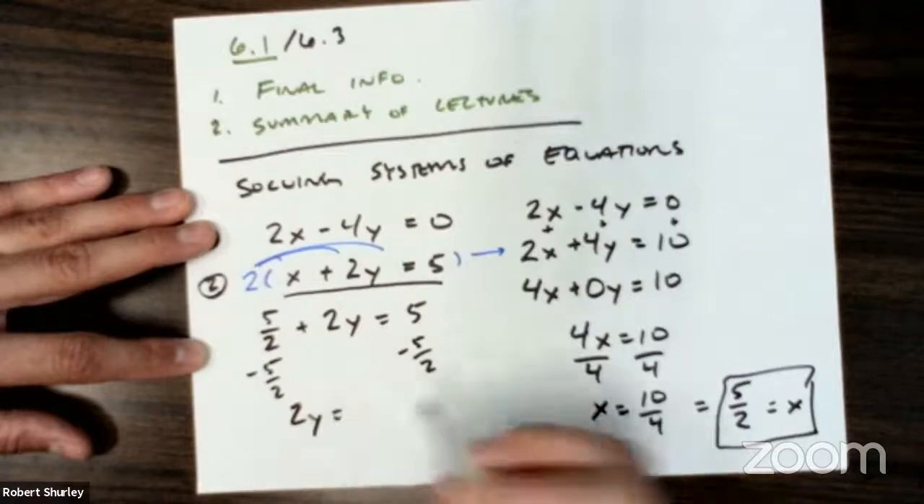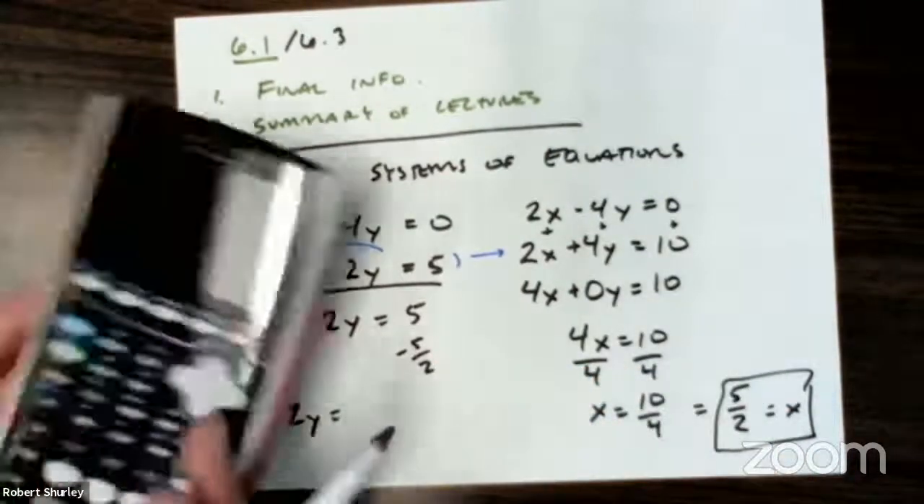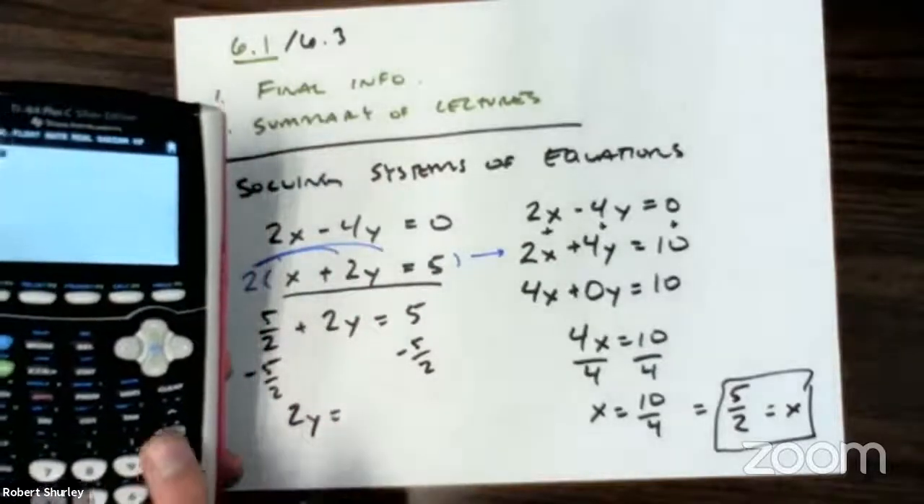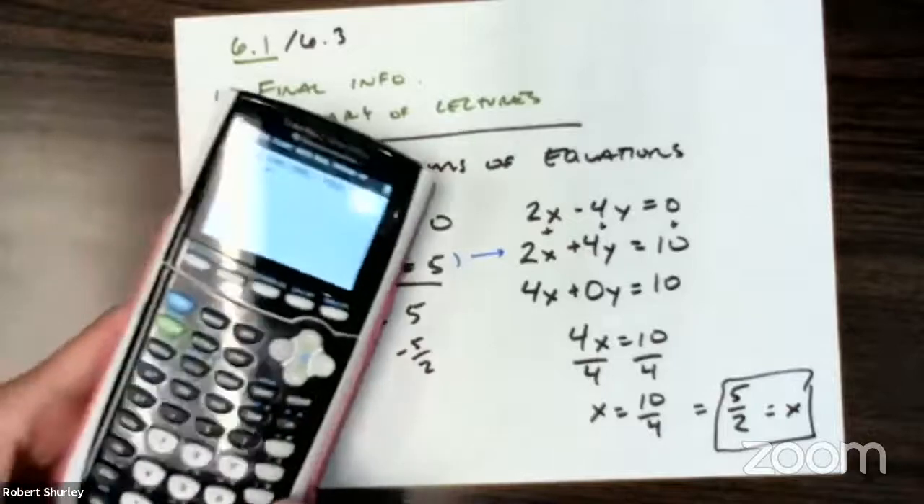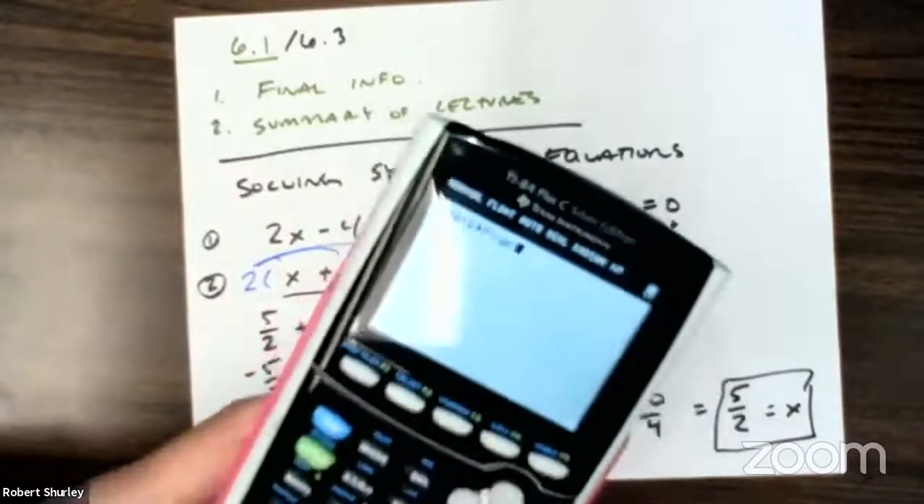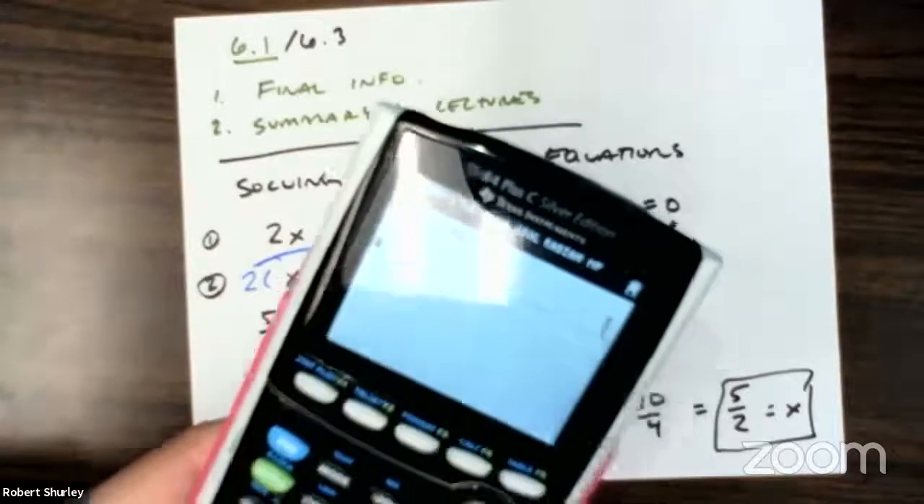I get 2y equals, now look, 5/2 is, well, you know what, you can use your calculator and do this in 2 seconds, right? Now let's clear this up. 5 minus 5/2, and then just hit the math fraction button. So all I did was just 5 minus 5/2. You wind up with 5/2 there.